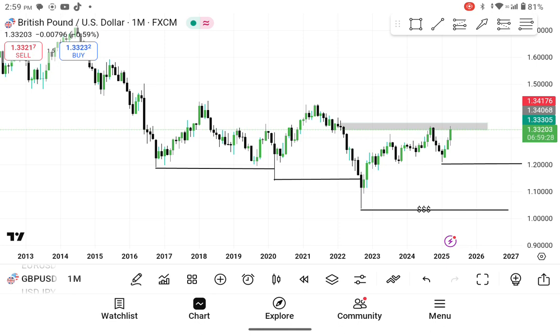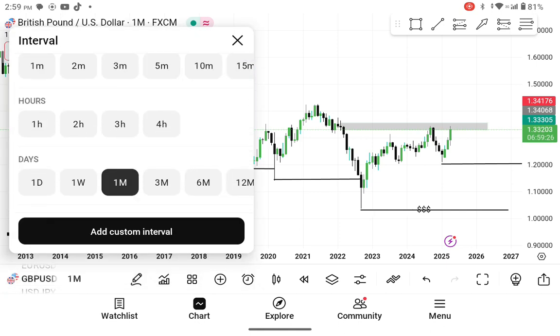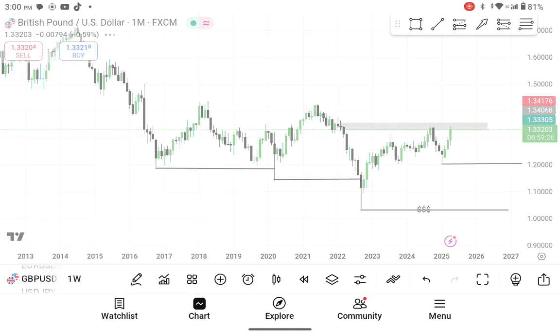So from that level now, you can go to your 1 week time frame, and in your 1 week time frame, what will you observe?